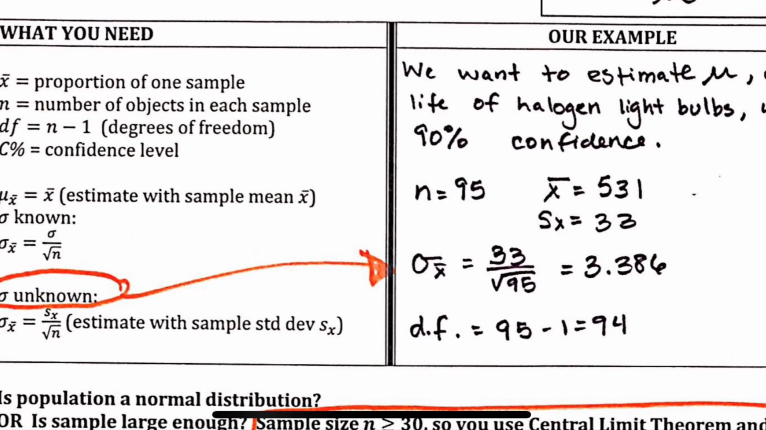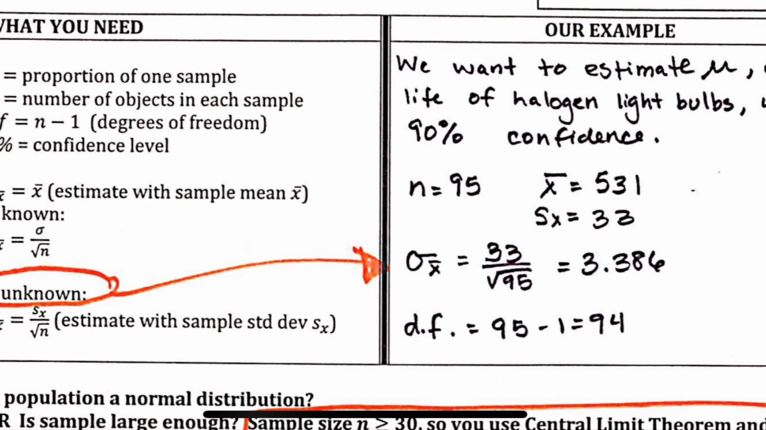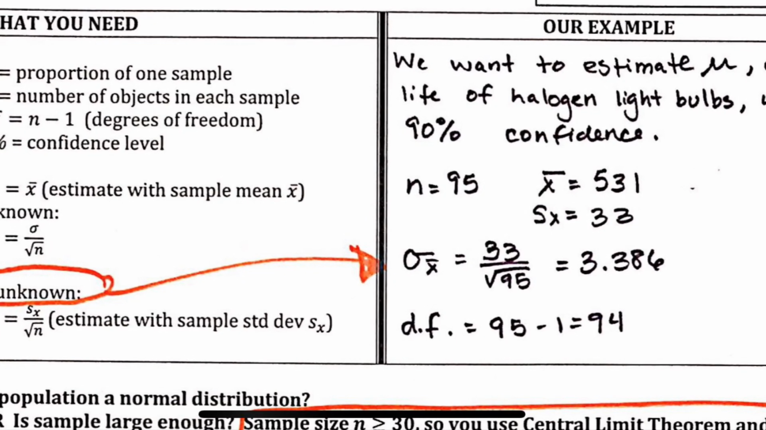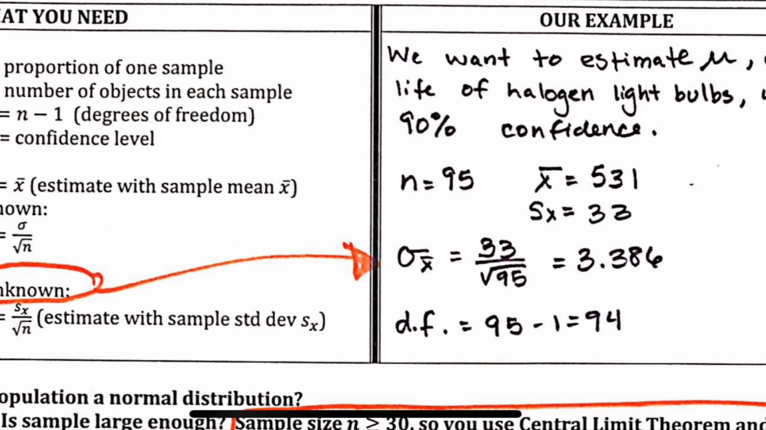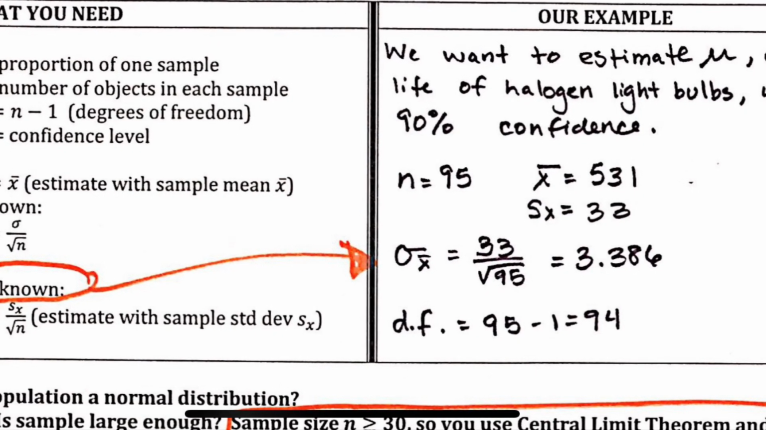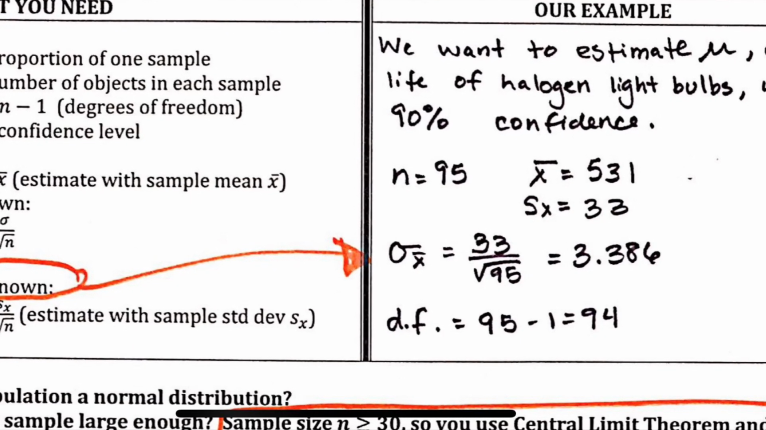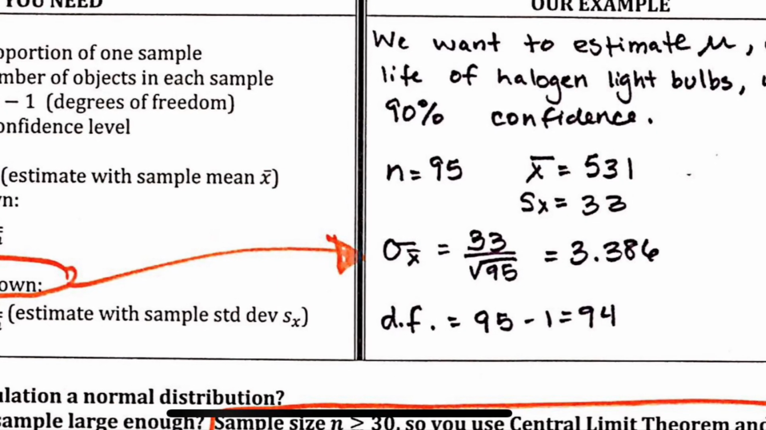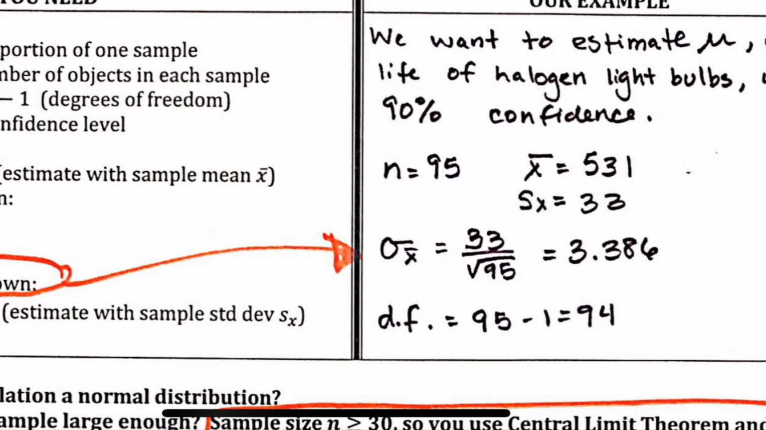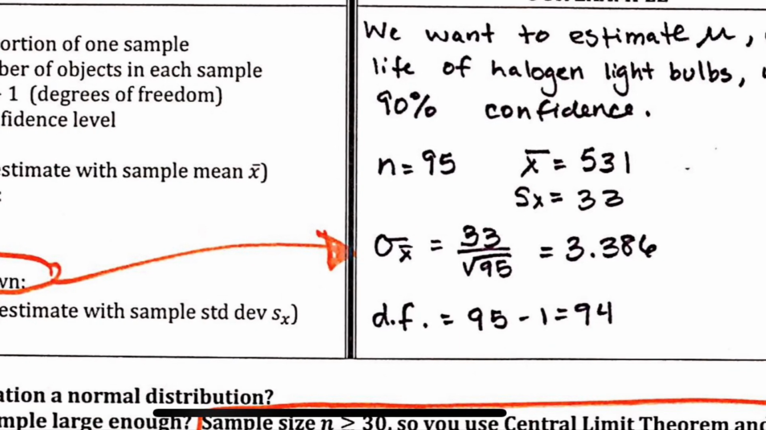It is unknown. And so when we are calculating the standard deviation of the sampling distribution, which is a formula on your formula sheet, instead of using sigma, we have to use our best estimate, which is the standard deviation from the sample. So I have s_x divided by the square root of n. Here you can see that's 33 divided by the square root of 95.